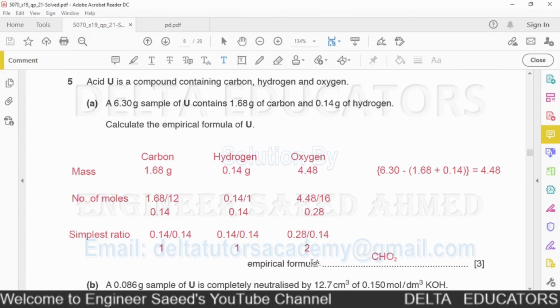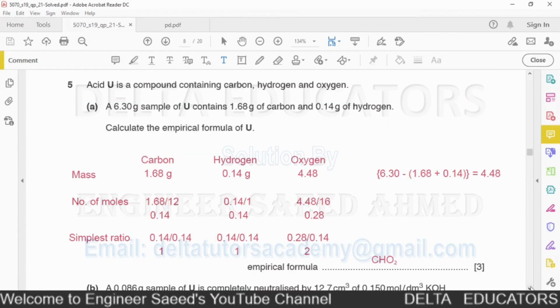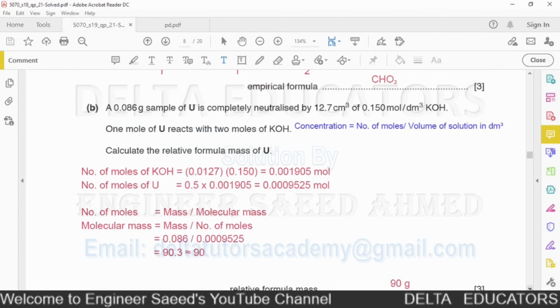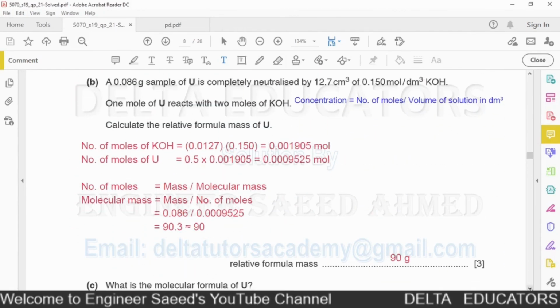So what will be the empirical formula? The empirical formula will be CHO2. Next part, B. A 0.086 gram sample of U is completely neutralized by 12.7 centimeter cube of 0.150 mole per decimeter cube potassium hydroxide. 1 mole of U reacts with 2 moles of potassium hydroxide. Calculate the relative formula mass of U.